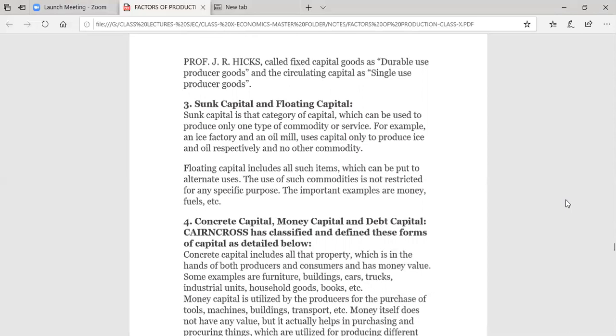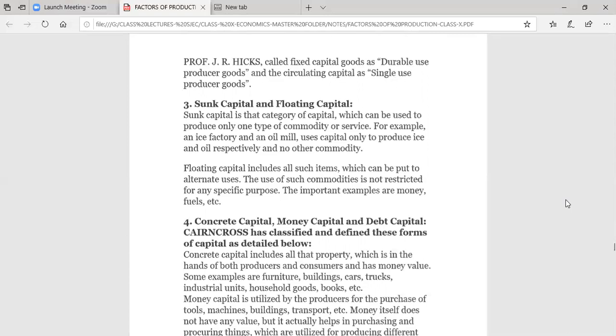And that will be used for that only. After that, it cannot be used for other purposes. In the oil mill also, if you visited an oil mill, they are producing oil from the seeds. And after that, it cannot be used for any other purposes. It is called sunk capital.